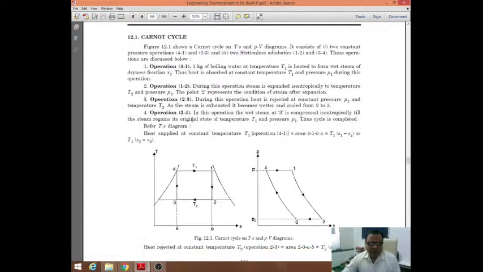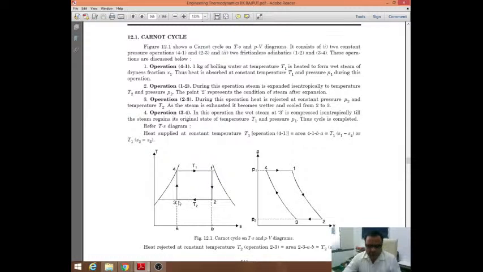We'll first look at the working of the Carnot cycle. In the Carnot cycle, you are familiar with this. This particular diagram I am interested in basically. The process 4 to 1 is the process of heat addition into the boiler. Process 1 to 2 is the isentropic expansion of the steam.